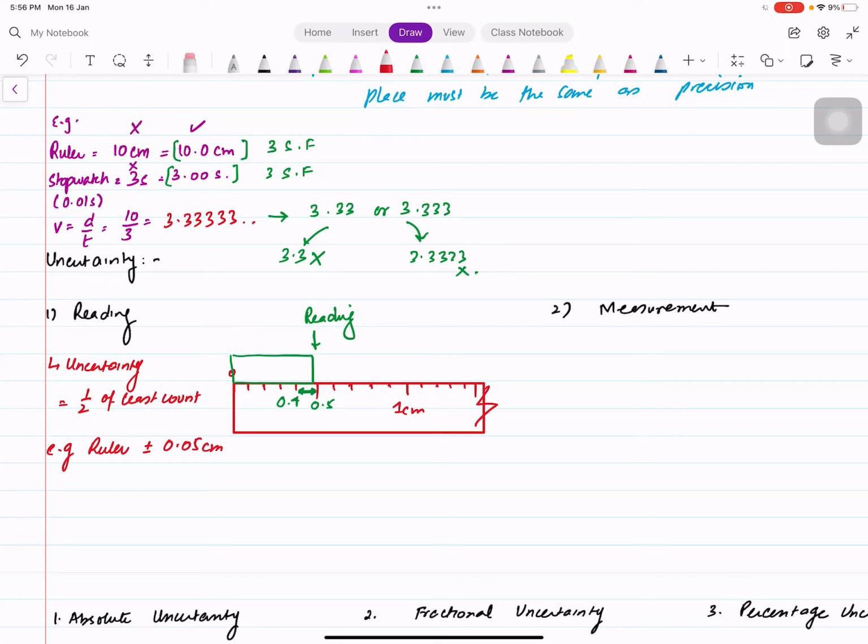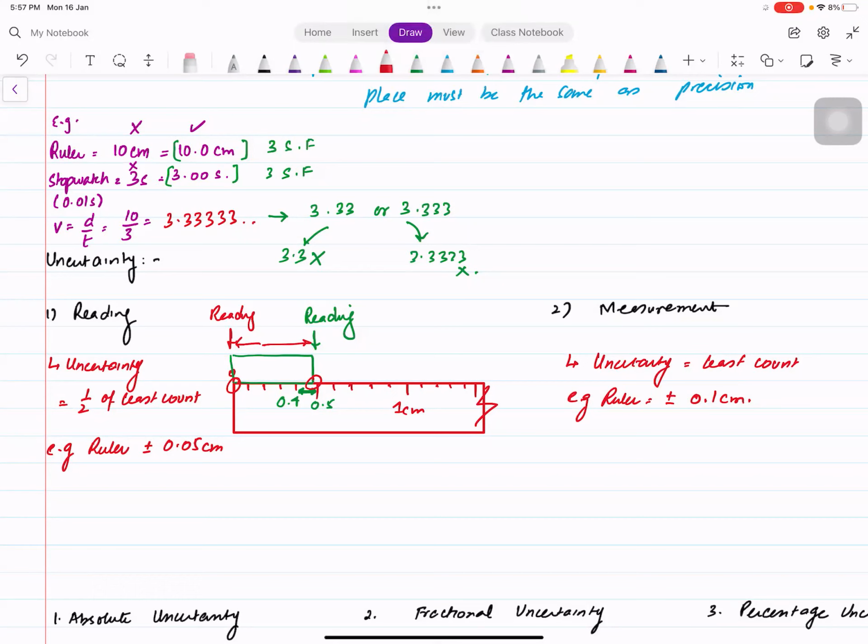But now when you take a measurement, you read twice, so you add both of them. So in the measurement you say the uncertainty is always equal to the least count, because the measurement means you're taking two values and subtracting them, so errors add up. So for a ruler, the uncertainty will be plus or minus 0.1 centimeter, meaning bigger or smaller. Do you guys understand this?